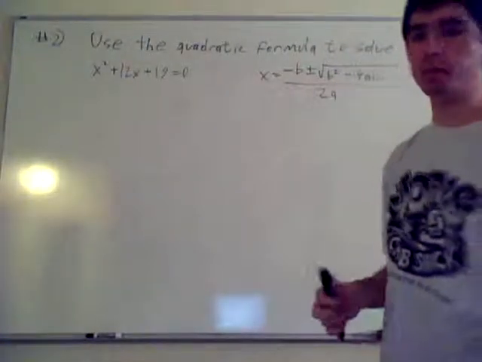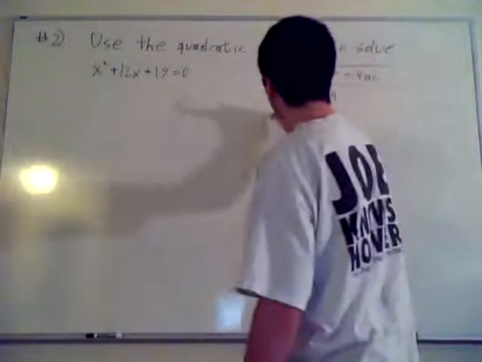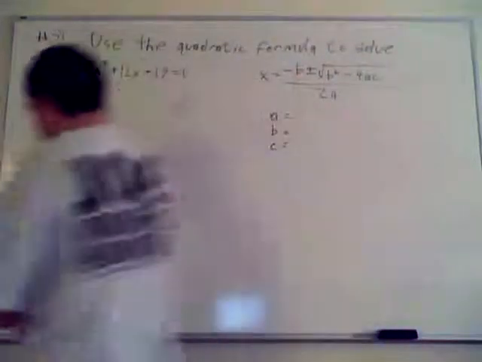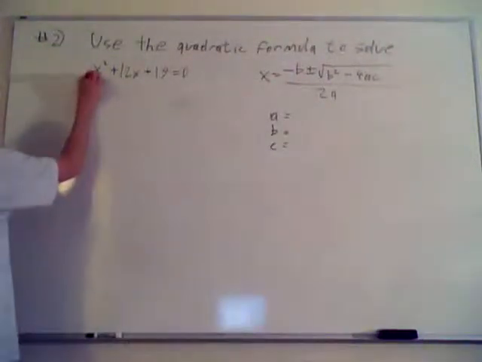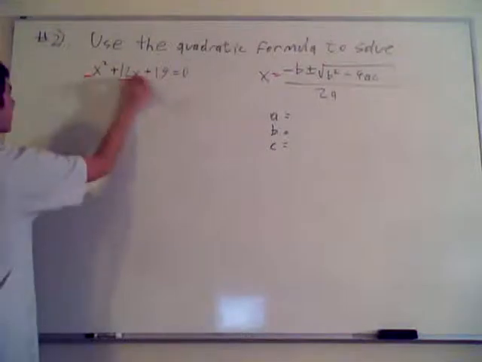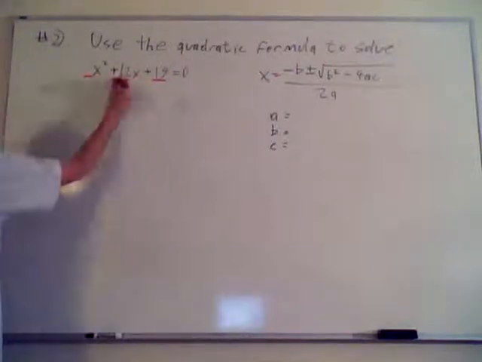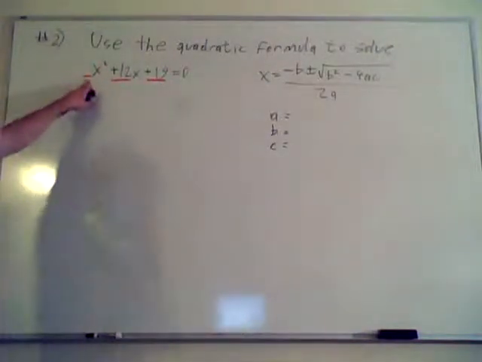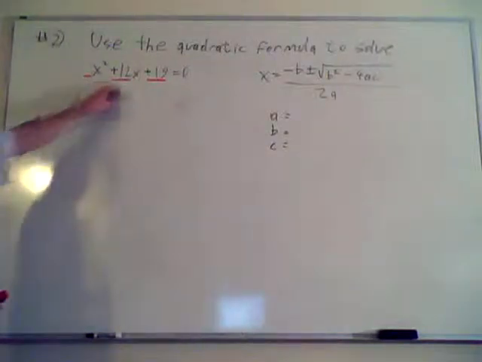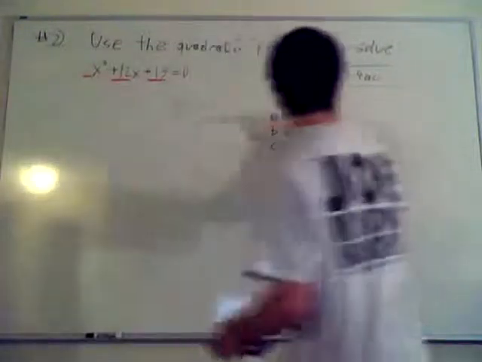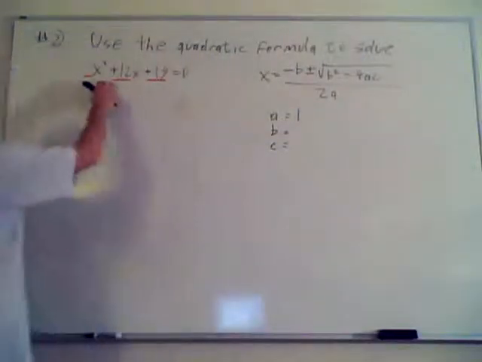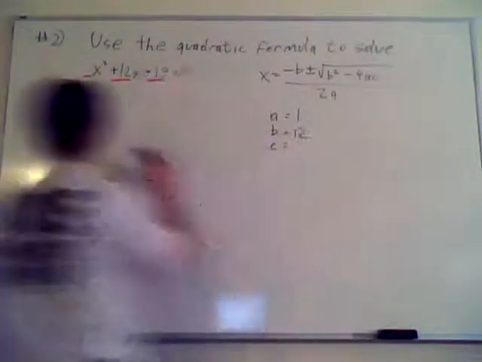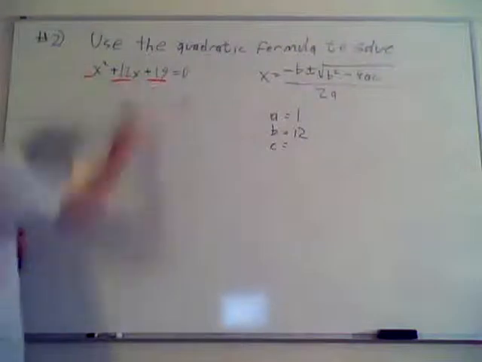Alright? So how do you find a, b, and c? Now, let's write these out. a, b, c. You take the coefficients of each one of these terms. For x squared, you don't have a visible coefficient, it's just 1. So this is a, this is b, this is c. That means a is going to be 1. For b, you have positive 12x, so the coefficient is positive 12. So b is 12.